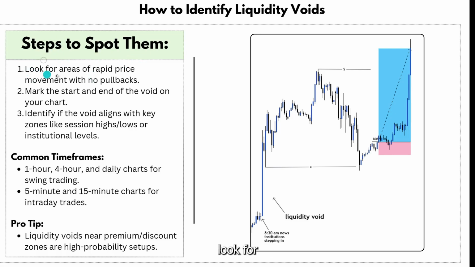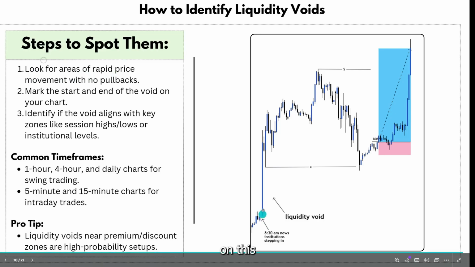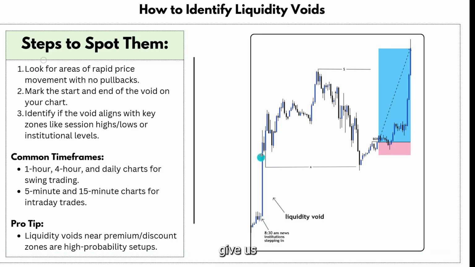The first step is to look for areas of rapid price movements with no pullback. On this clean rally right here, price didn't give us any pullbacks until later price movements to come back to mitigate the void. But this right here shows us a clean example of a liquidity void. Price just spiked higher without any pullbacks.